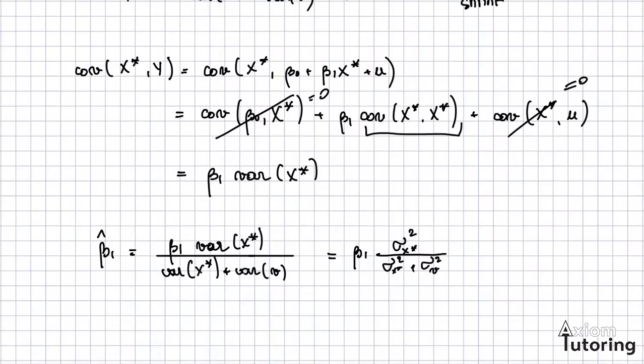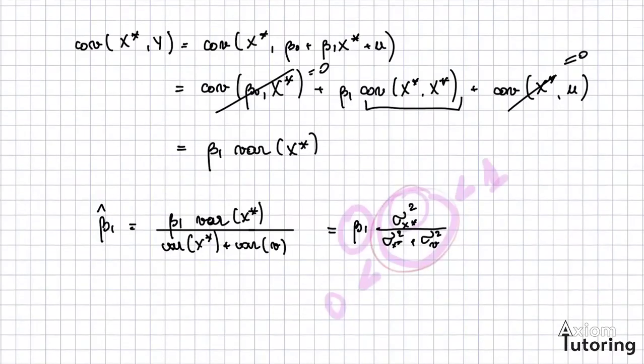So what this expression is telling us is that the true beta 1 is multiplied by this fraction that is always strictly between 0 and 1. Because look, the numerator is smaller than the denominator, okay? And this entire fraction that you see in here, this is your attenuation factor. It tells us exactly how much the slope shrinks.